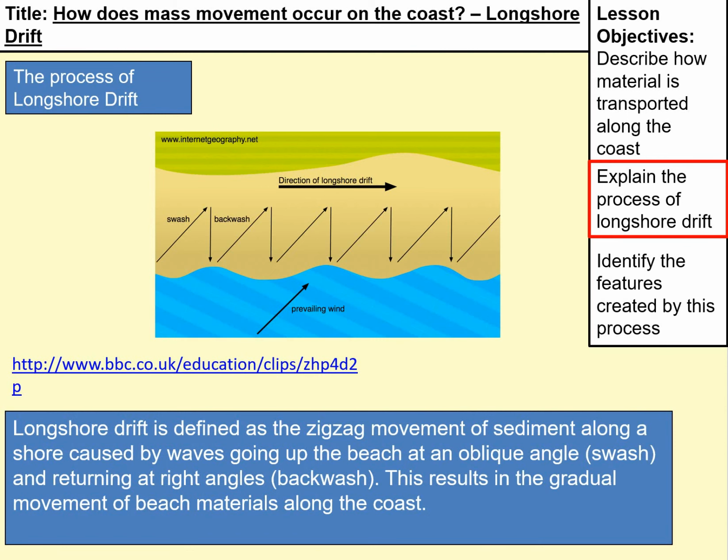I want us to have a little look at this process of longshore drift. On your PowerPoint version of this video, you can open the link there and watch the short video that will describe this. Longshore drift is a zigzag motion, where your swash, which is your upcoming waves, will come up the beach at an angle, but then the backwash will return at a right angle. So eventually the material will be moved along the beach, and whilst it's moved along the beach, it will also have erosional processes working on it to make the material much smaller and much more rounded as it does so.